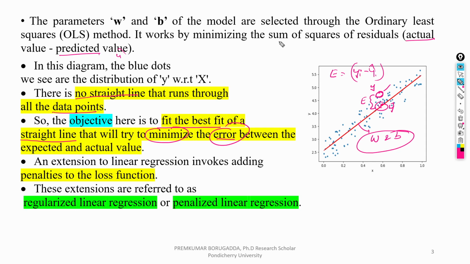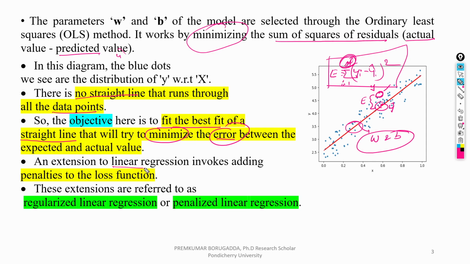So the sum of the squares, sigma from i equals 1 to n, where n is the number of observations, of the squared differences is called the error. This error we have to minimize. This is our objective. The objective is to fit the best fit line, and the best fit line will try to minimize the error between the actual values y and predicted values y hat.